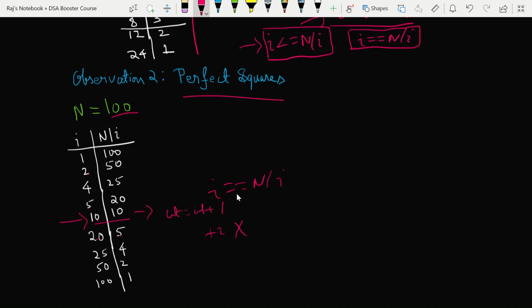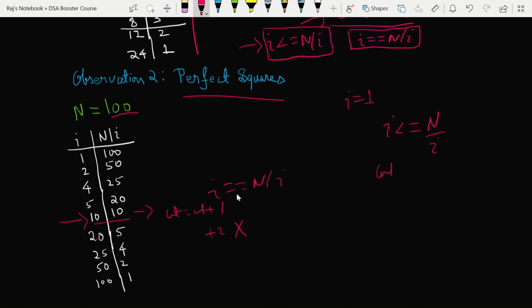So now we are done with the observations. We have reduced the number of iterations. So now we only need to go till the point my i is less than or equal to n by i. We will initialize our i to 1 and we will take it till this point.